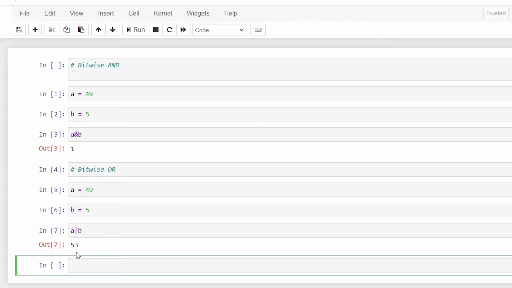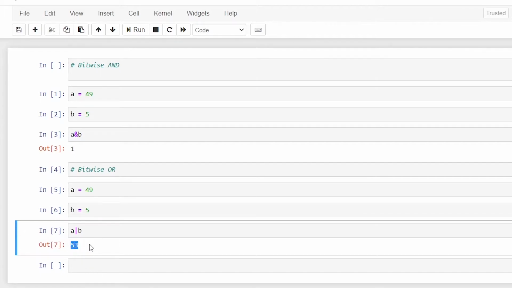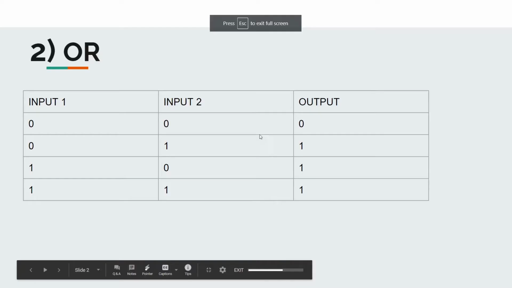So we are going to try the OR operator for a and b. Here you can see that the value for a or b is 53. Now let's see how we retrieved 53, and let's look at the truth table for the OR operator.